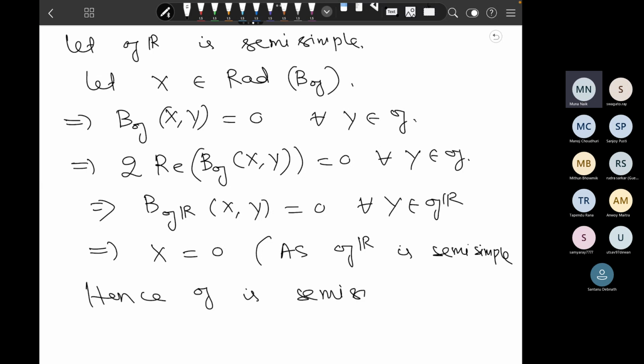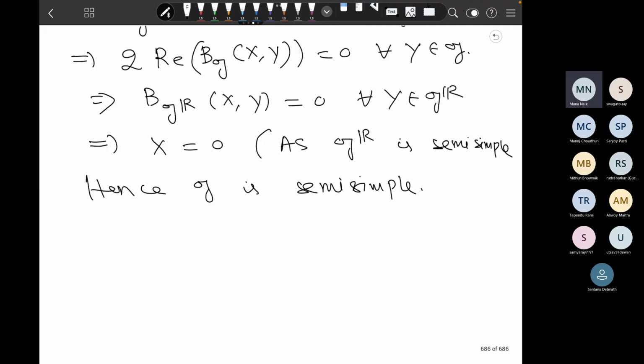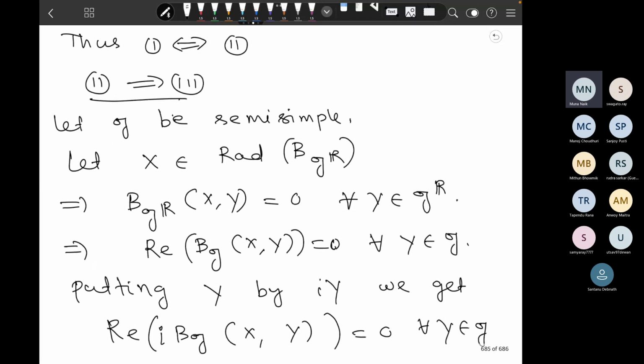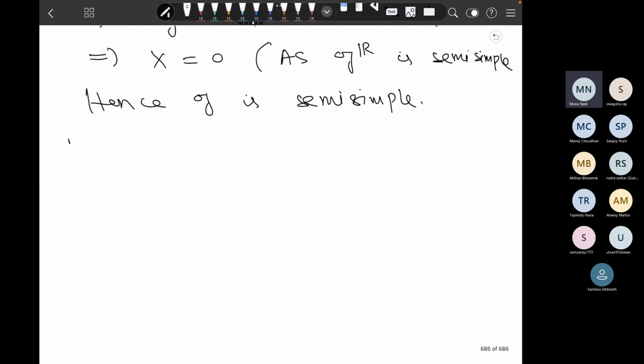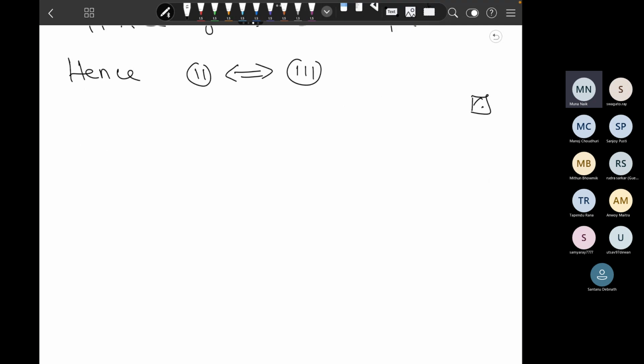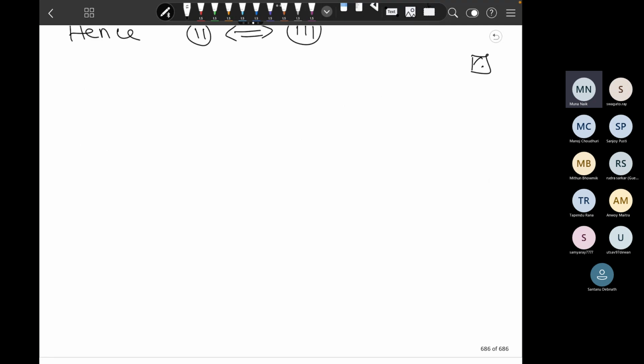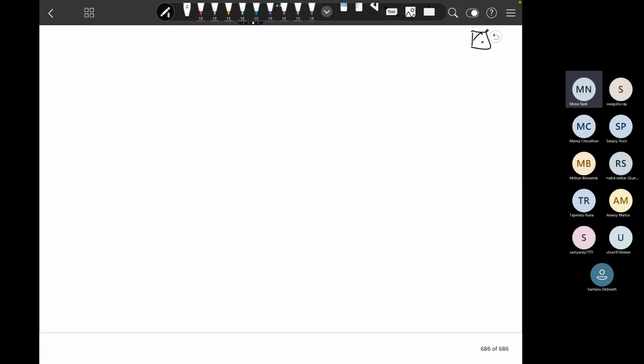So we have shown that 2 is equivalent to 3. So we have finished this proposition. This proposition is going to be important. Okay, so some examples.